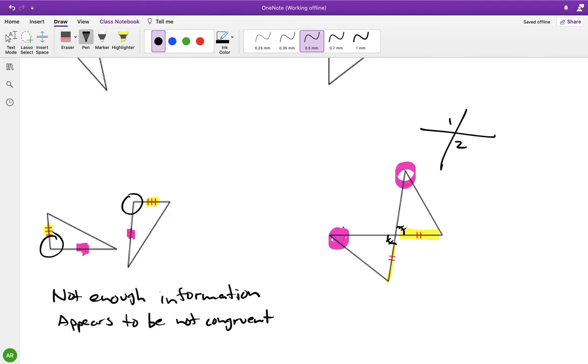And this is a case where we have angle, angle, side, right? So since we have the side, we can go ahead and say that this is an AAS. We can say marked congruent angle, angle and side, and then vertical angles.